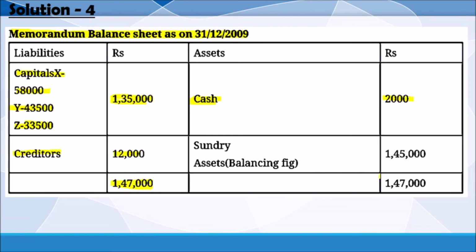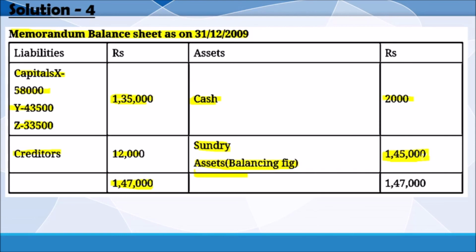Deducting the 2,000, we will get the value of asset. Just look here, the balancing figure in this item. This memorandum balance sheet is prepared to find out the balancing figure. Remember that. And the balancing figure is the value of the sundry asset, that is 1,45,000.